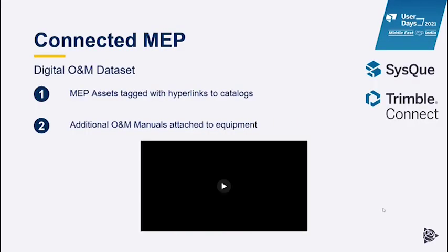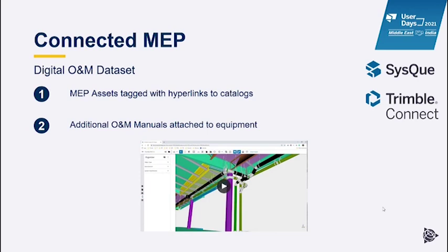Now, another use case is also to use Trimble Connect to provide the owner with a digital operation and maintenance data set that they can use. And once again, since the MEP assets are already tagged with hyperlinks to the catalogs, and that was done by SysQ, the information is already embedded in Trimble Connect, and they can use this easy platform to access all the information they need. Plus, they can also manually add some operation and maintenance manuals to the equipment.